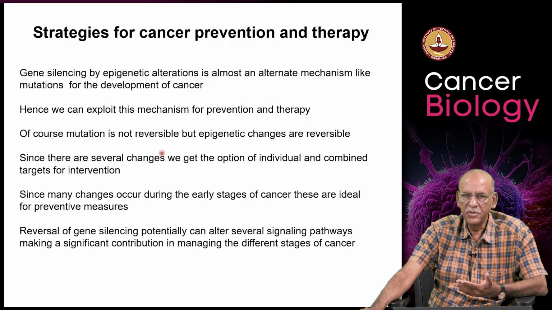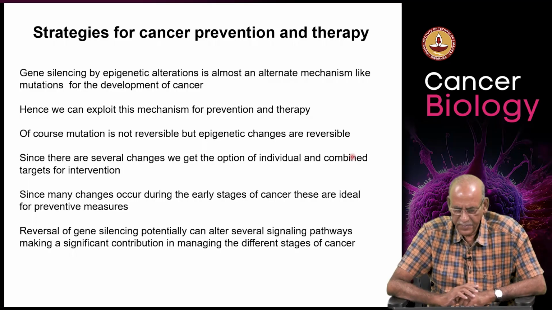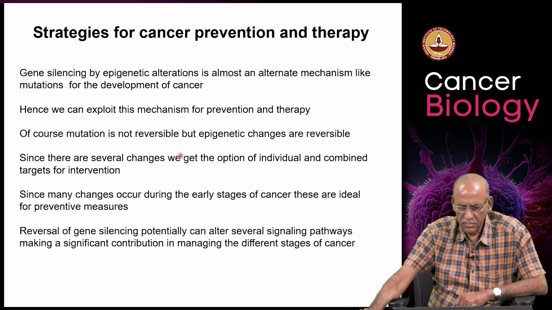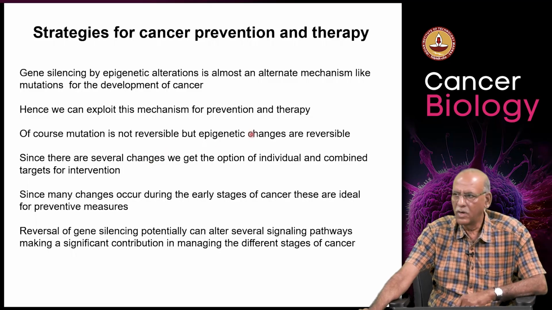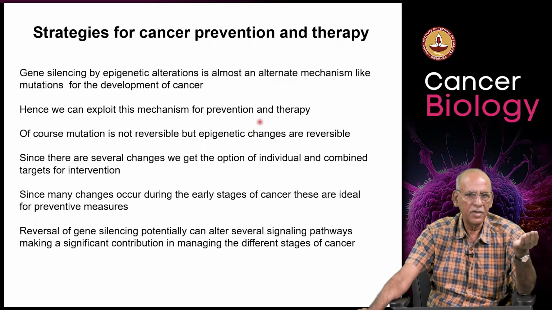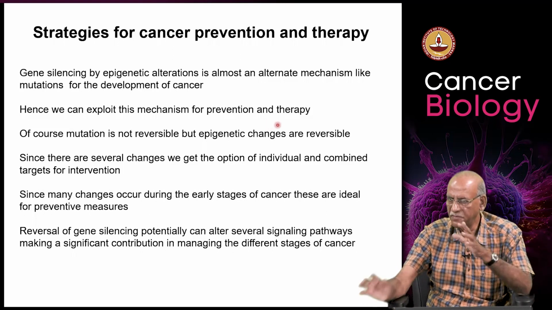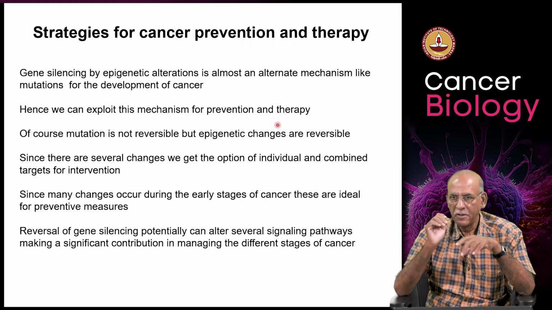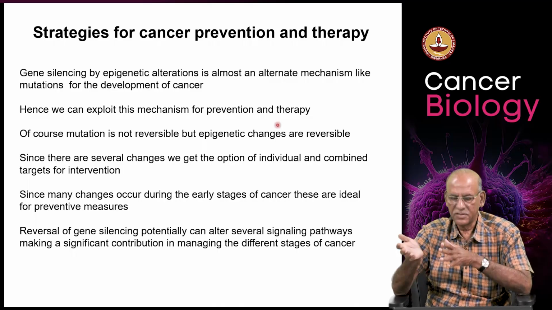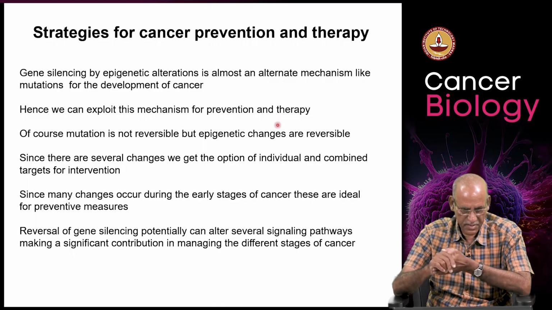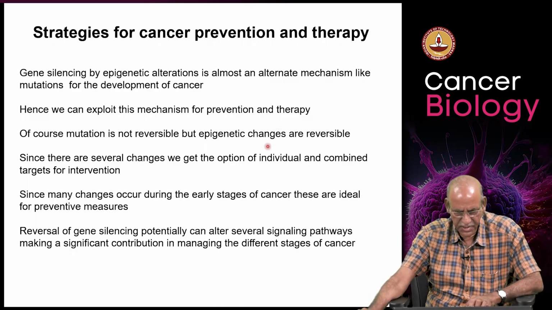I already mentioned that mutation is not reversible, but epigenetic changes are reversible. You can also combine individual or combined targets for interventions. You do not have to go through only one change. You can combine 2-3 changes. That also I have mentioned, how that methylation, acetylation and other things. If you know the theory behind it, you might look for suitable combinations for a particular strategy. So, that is what they have just mentioned this.